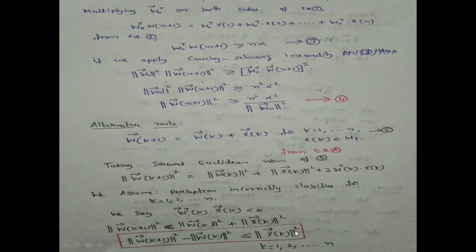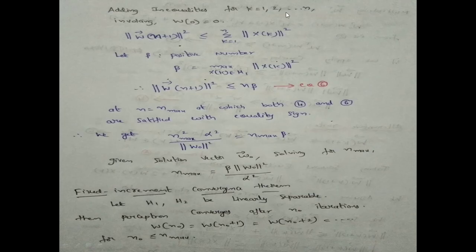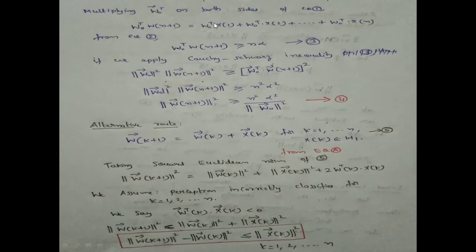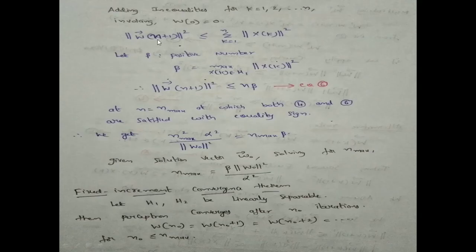So where k is given by 1 up to n. Now adding the inequalities for k equal to 1 to n and invoking our assumption that w of 0 is equal to 0, what will we be getting? We replace the k values with n because we are taking the k values from 1 to n. So the norm of w of n plus 1 square is less than or equal to sigma k equal to 1 to n, the norm of xk square.